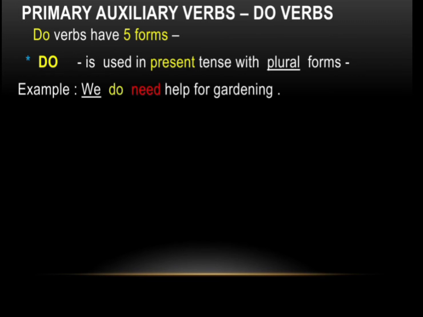Example, we do need help for gardening. Here, we is the noun and it is in the plural form, so we use do as the auxiliary verb and need is the main verb.